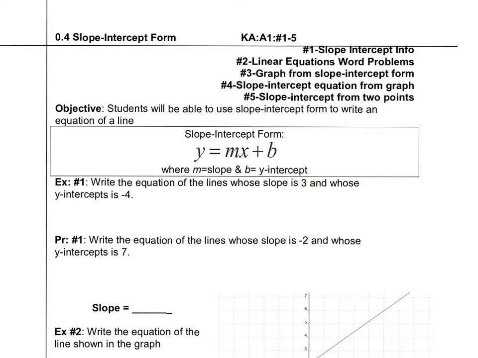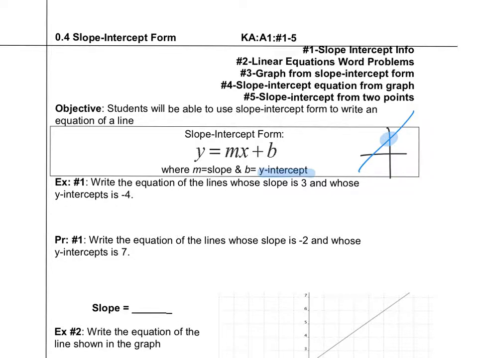A y-intercept, guys, all that is, when you have a line here, it's this point where the graph hits the y-axis. So it's basically the height of a line when it crosses the y-axis. That's all it is. So pretty easy to recognize, but all we're really doing here is just writing these equations.